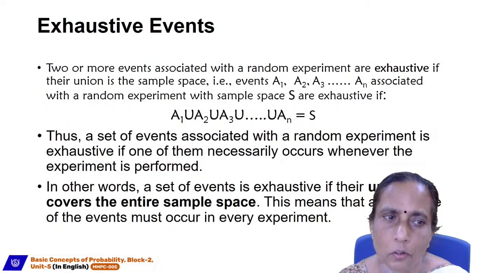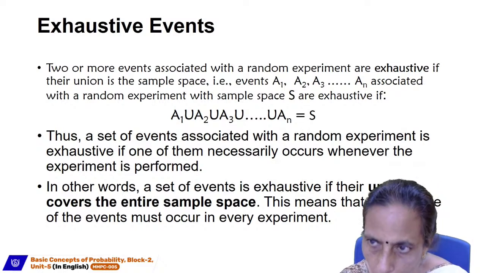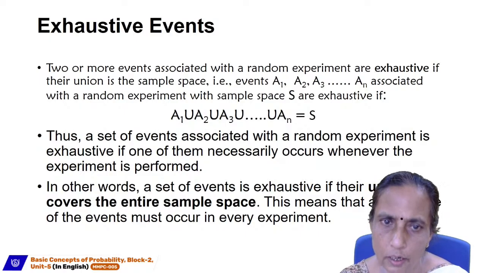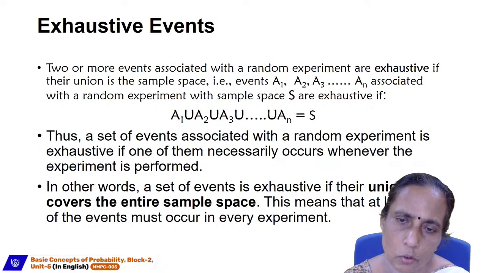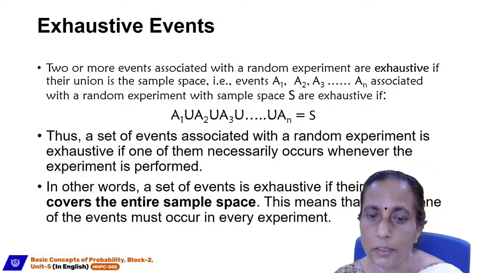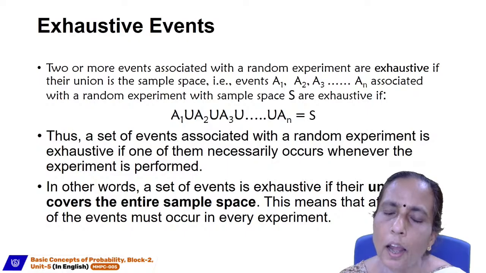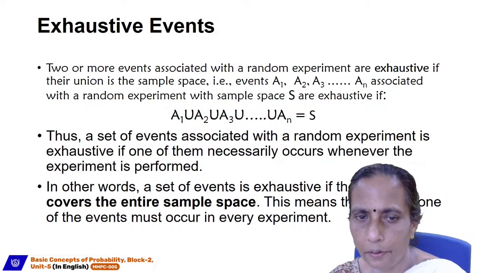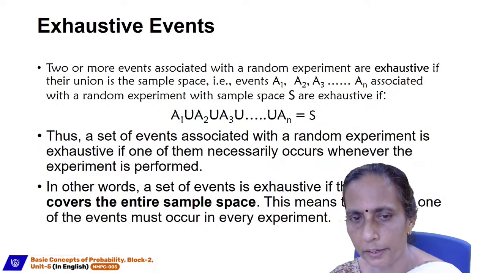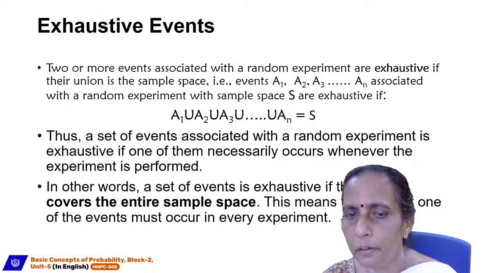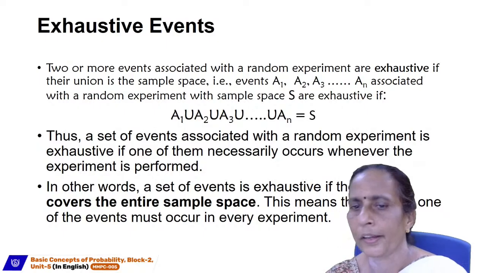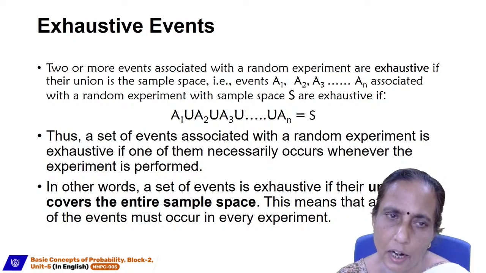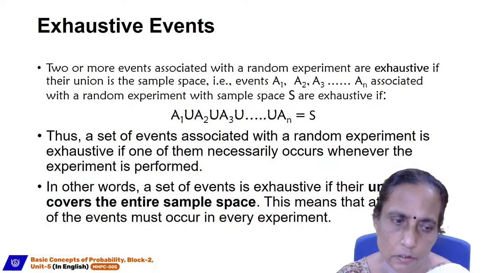Then exhaustive events. Two or more events associated with a random experiment are exhaustive if their union is the sample space. Suppose events A1, A2, and so on up to AN are associated with a random experiment, and A1 union A2 union A3 and so on union AN is equal to S. In other words, a set of events is exhaustive if the union covers the entire sample space. This means that at least one of the events must occur in every experiment. If I make a union of all those events and end up with the entire sample space, then I say the events are exhaustive.